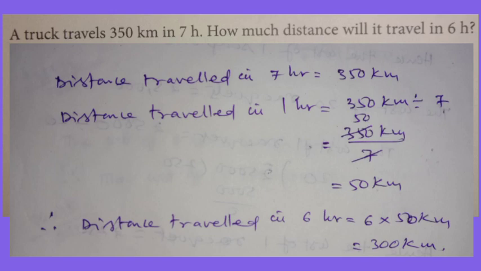A truck travels 350 kilometers in 7 hours. How much distance will it travel in 6 hours? Solution: distance traveled in 7 hours is 350 kilometers. Distance traveled in 1 hour is 350 kilometers divided by 7. Now 350 divided by 7 is 50, which equals 50 kilometers. Therefore, distance traveled in 6 hours is 6 into 50 kilometers, which equals 300 kilometers.